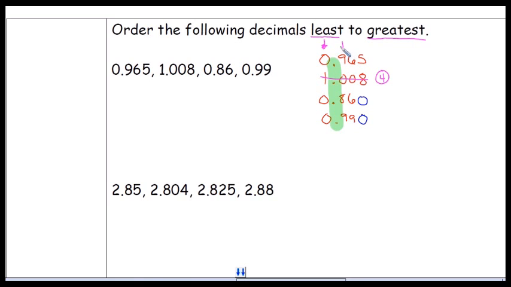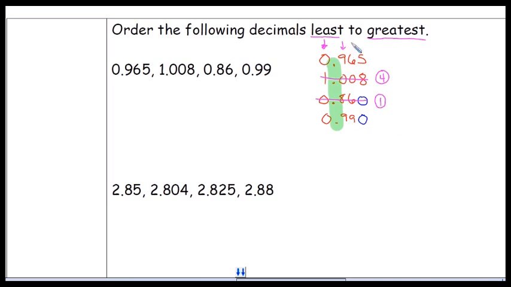Then the next one I have to go to the second place behind the decimal. The first place behind the decimal, but it's the second number I compare. So 9, 8, and 9. Well, 8 is smaller than 9 and 9, and I'm going from least to greatest. So 8 should come before the 9 and the 9. And actually it's going to be the one at the very beginning of my list. So that's going to be my first place.